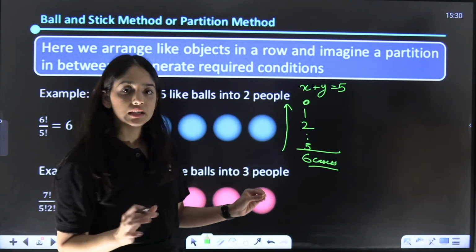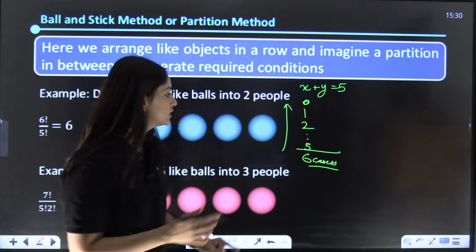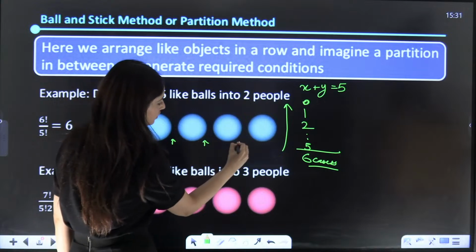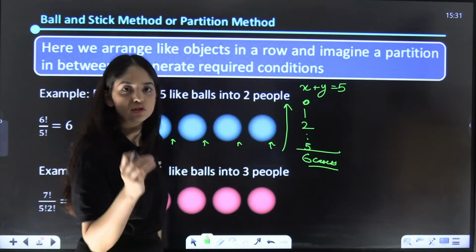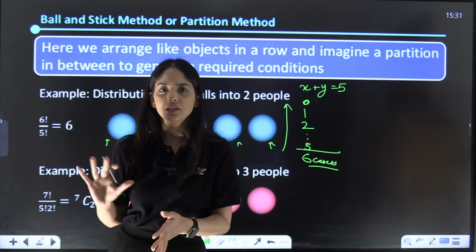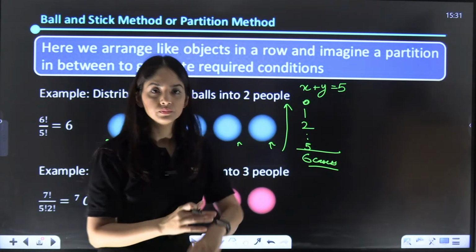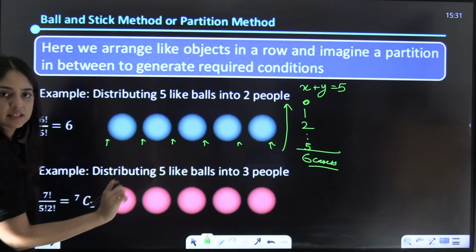So we can see it in one way as having 6 possibilities of putting the partition, 1, 2, 3, 4, 5, 6. We have to select one out of these 6. So 6 possibilities, 6C1, that is our answer. So again we get 6.